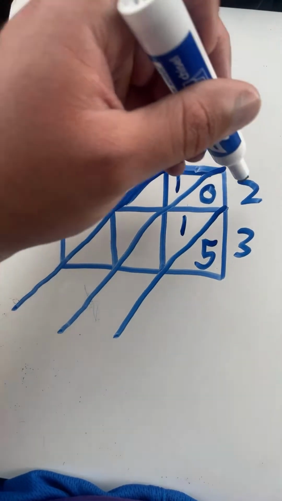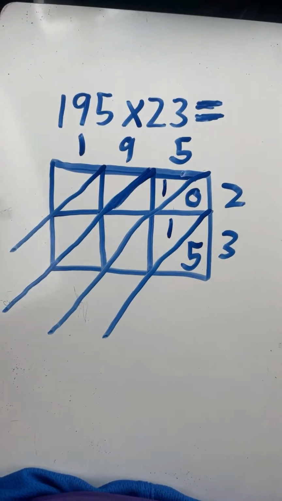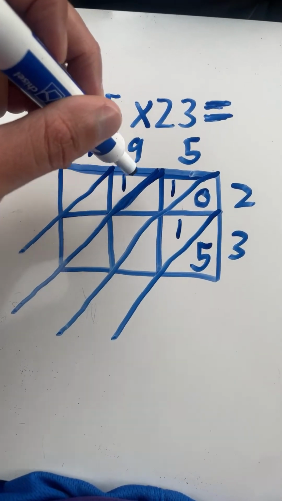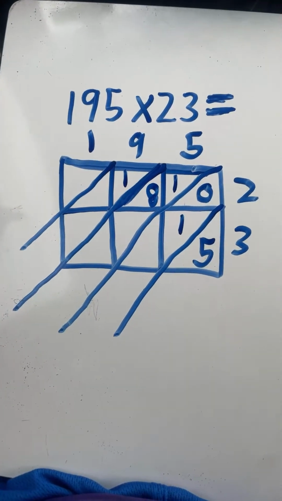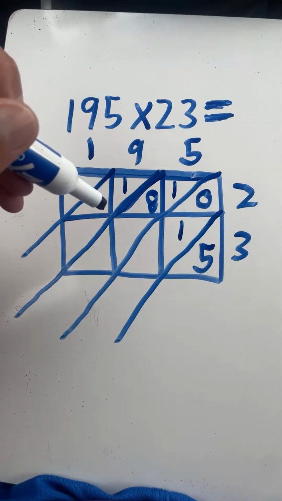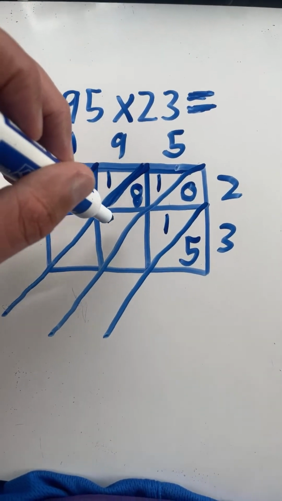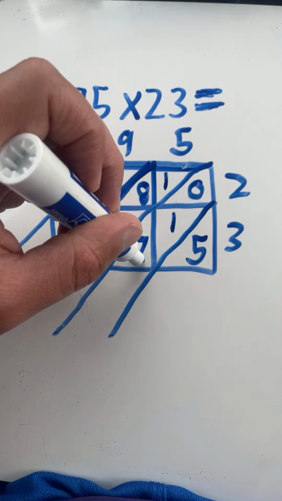Next, we're going to multiply 9 times 2. The answer to 9 times 2 is going to go in this square. 9 times 2 equals 18. 1 in the top triangle, 8 in the bottom triangle. 9 times 3 equals 27. So the answer to 27 goes in this square right here. 2 in the top triangle, 7 in the bottom triangle.